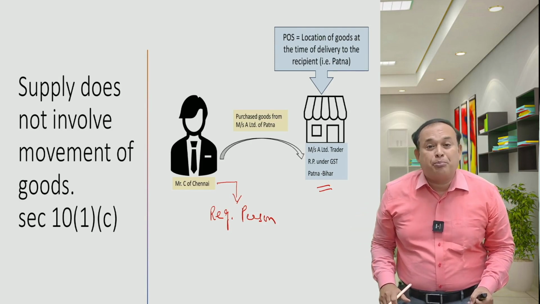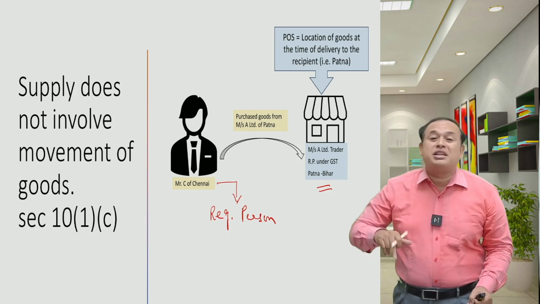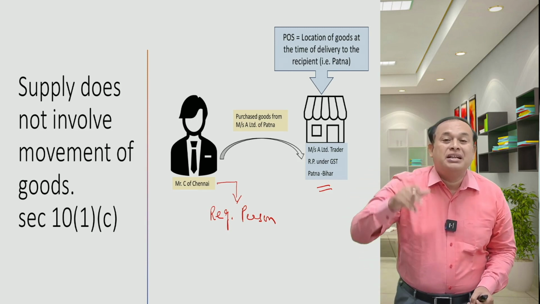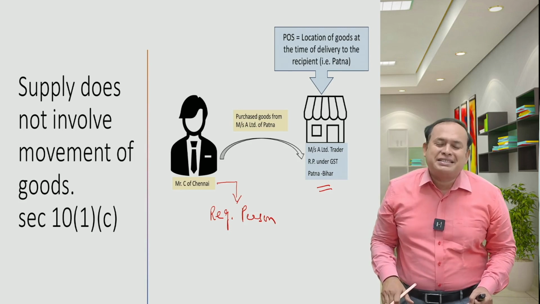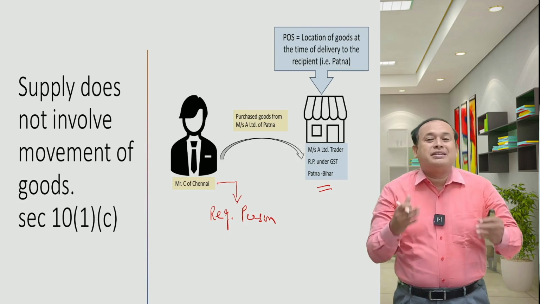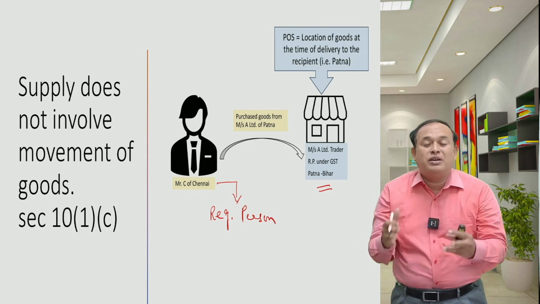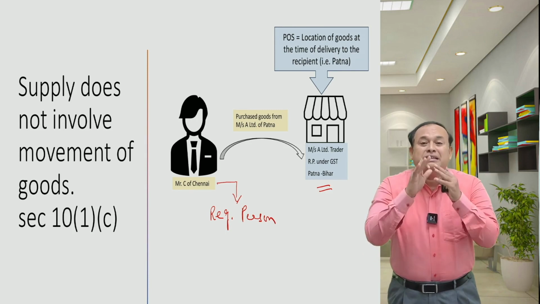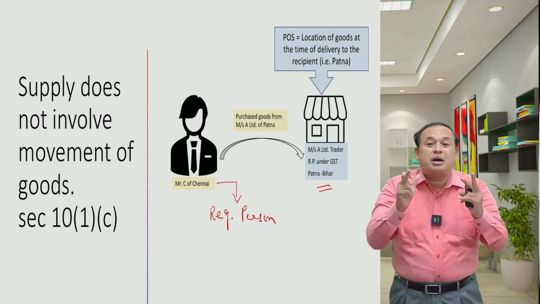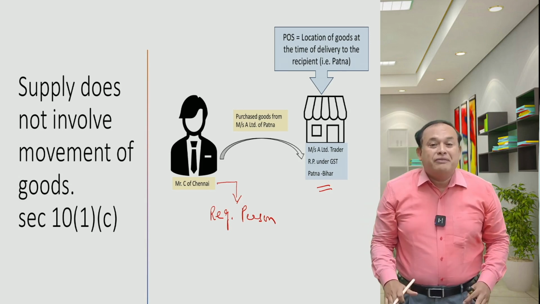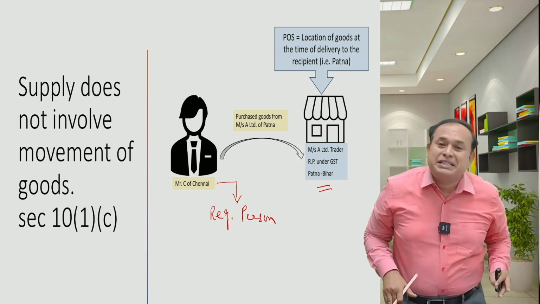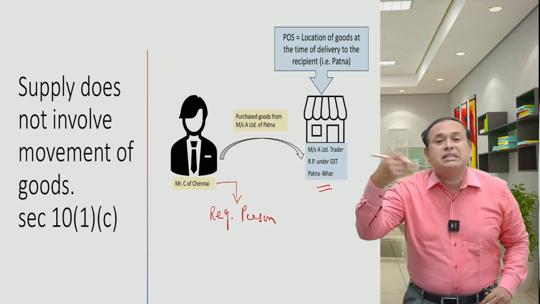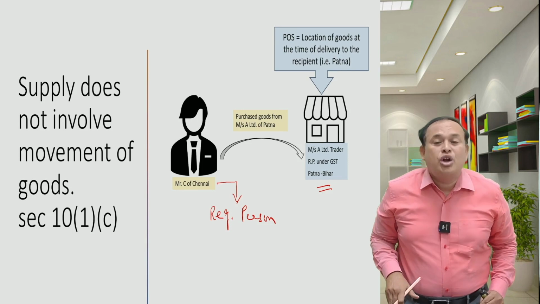In the case where the supply involves movement of the goods, when the goods are supplied to an unregistered person, says section 10.1 clause CA, notwithstanding section 10.1 clause A. So section 10.1 clause A and section 10.1 clause C come into the picture only when the supply is made to a registered person. When the supply is made to an unregistered person, neither clause A comes into the picture if the supply involves movement of the goods, nor clause C comes into the picture if the supply involves no movement of the goods.